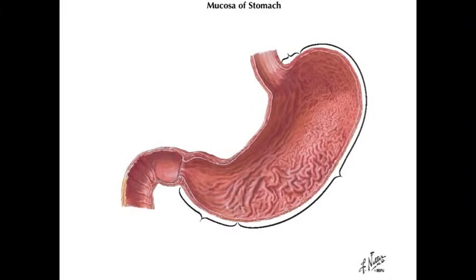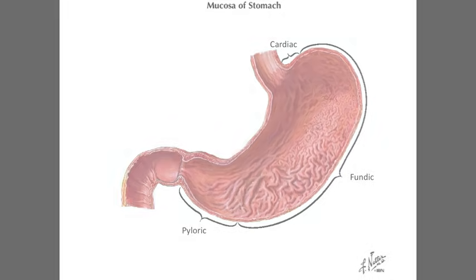Anatomically, the stomach is divided into four regions: the cardia, the fundus, the body, and the pylorus. However, histologically, the stomach is divided into the cardiac, the fundic, and the pyloric regions based on the type of gland seen in the gastric mucosa.